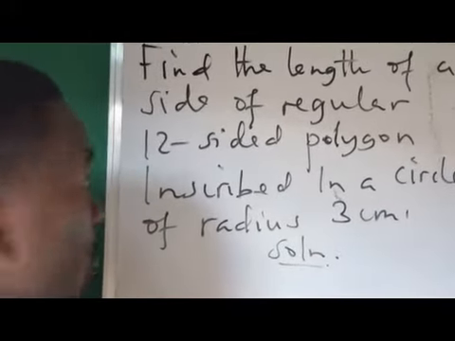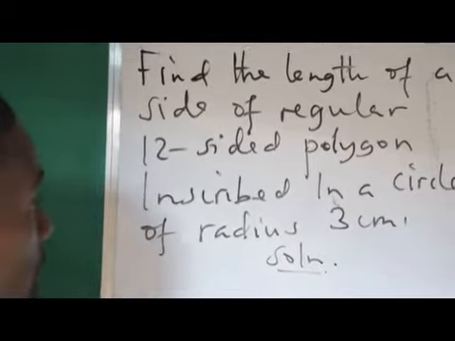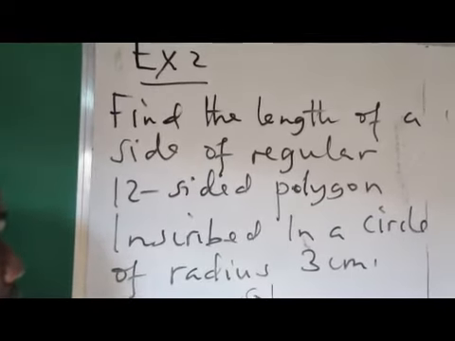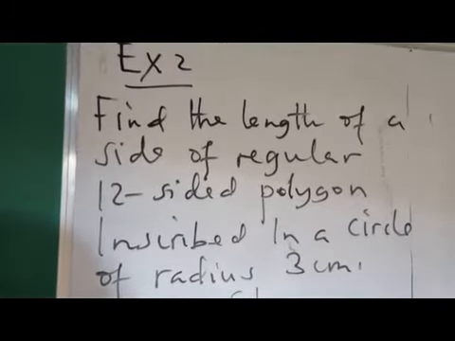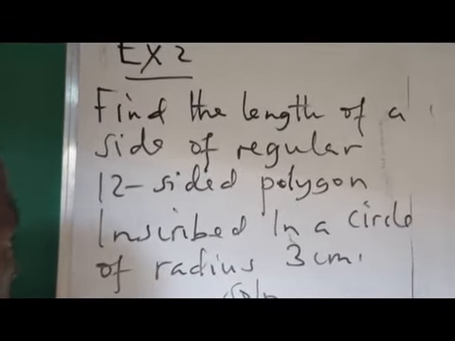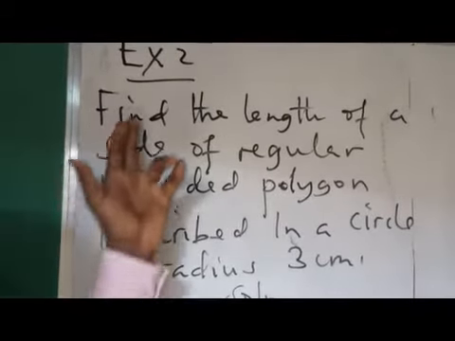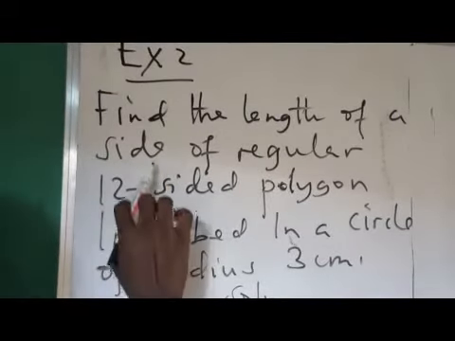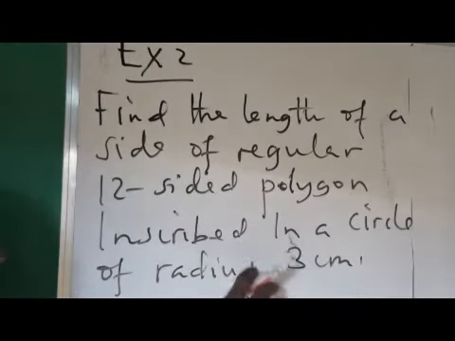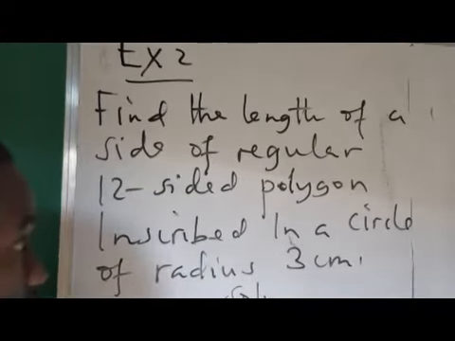Okay, example number 2, students. At least we are trying to do the second one so that you will understand how you can solve questions concerning a regular polygon which is inscribed in a circle. This second example is to find the length of a side of a regular 12-sided polygon inscribed in a circle of radius 3 cm.